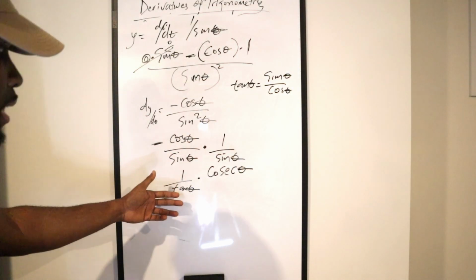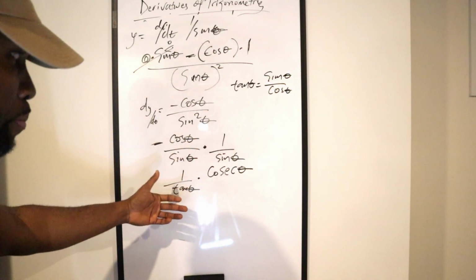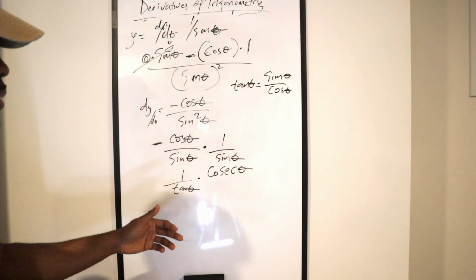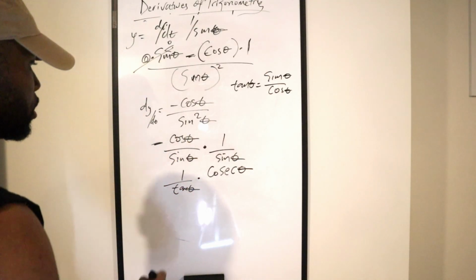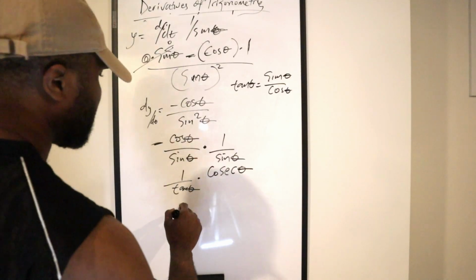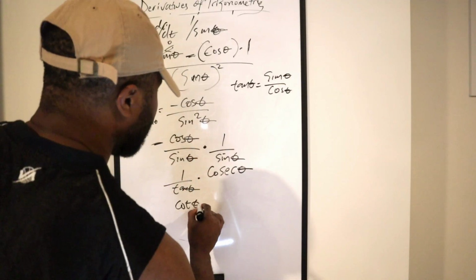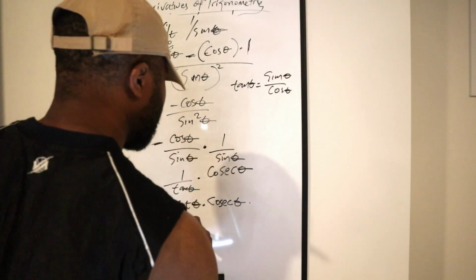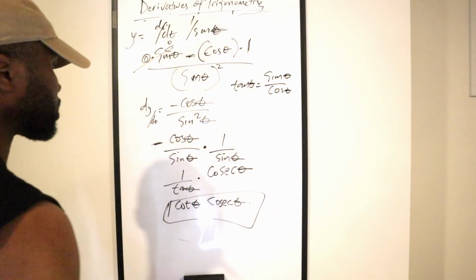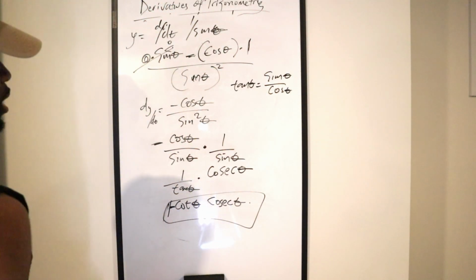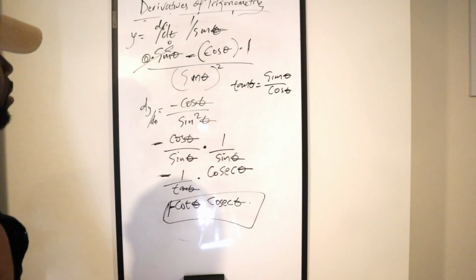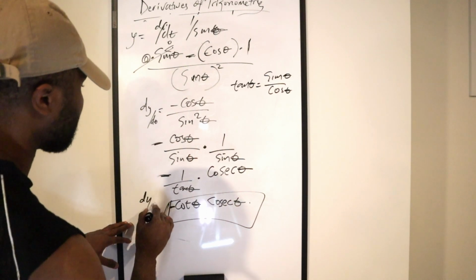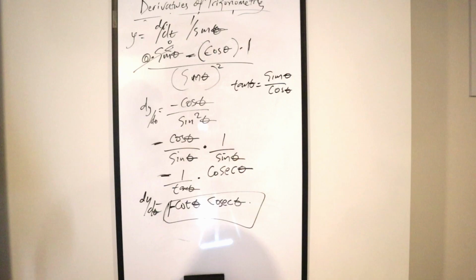And the inverse of sine, you can break this down a little bit further. The inverse of tan is equal to cot theta. So 1 over tan theta is cot theta times cosec theta. So this is your answer now. Minus here, please. You've broken this answer into a simpler form. So this is dy over d theta. So this is your answer.